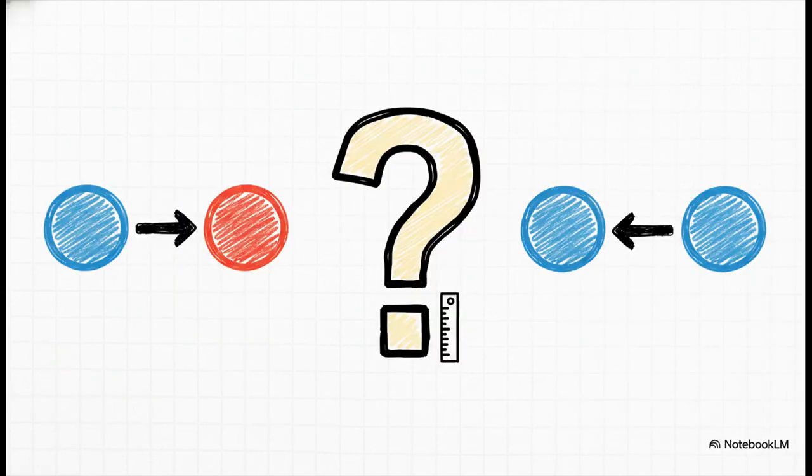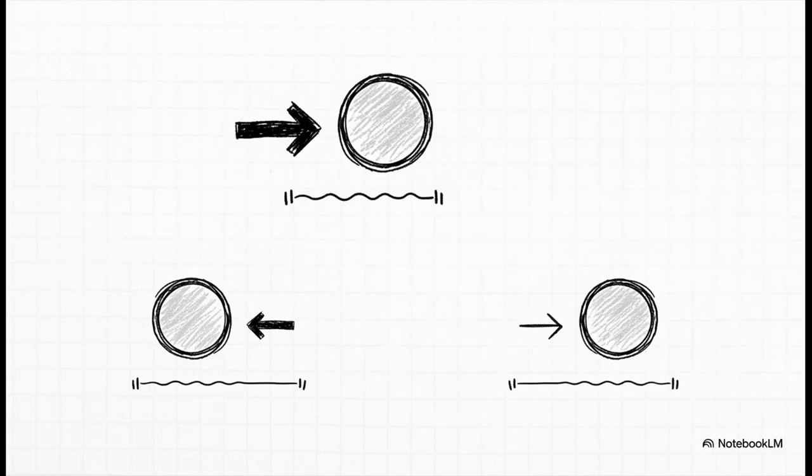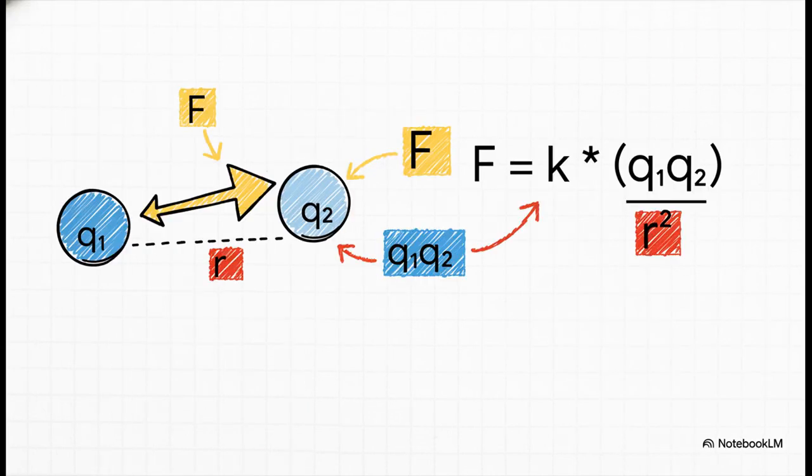Okay, so charges attract and repel. But how do we measure the strength of that force? That's where Coulomb's law comes in. Part 1, the bigger the charge is, the stronger the force. And part 2, the force drops off really fast as the charges get further apart. Put those two ideas together and boom, you get the full formula for the electric force.